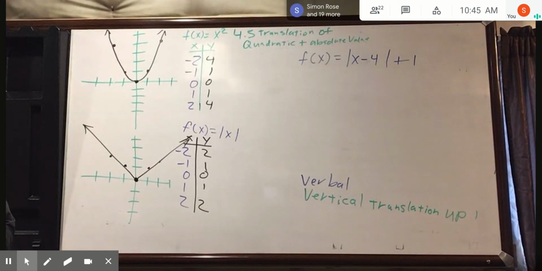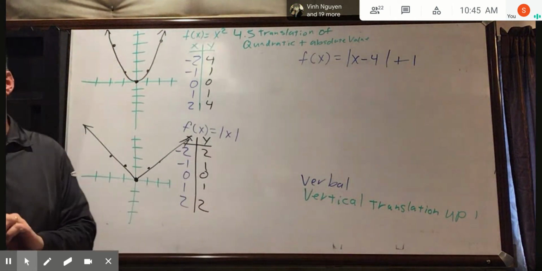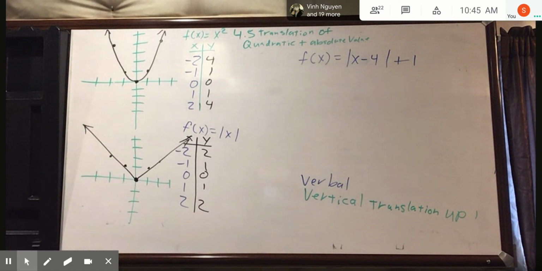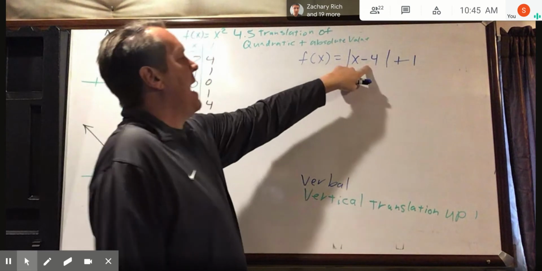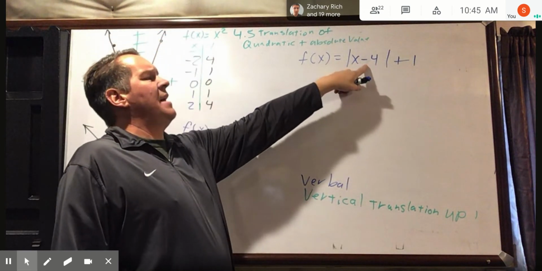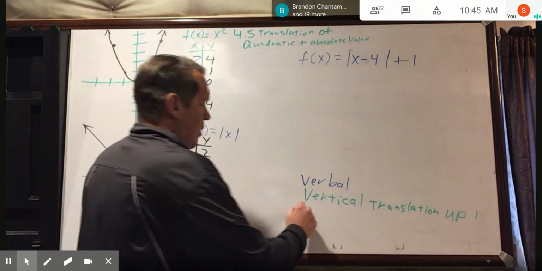Zach, what is that going to do for us? Negative 4 on the inside. Up 4. Oh, it's on the inside. On the inside, so it's going to move it left or right. Oh, then right 4. It's going to do the opposite. Yep, opposite. You see minus, hey, that should go left. Not on the inside, opposite. So we're going to write the word horizontal.